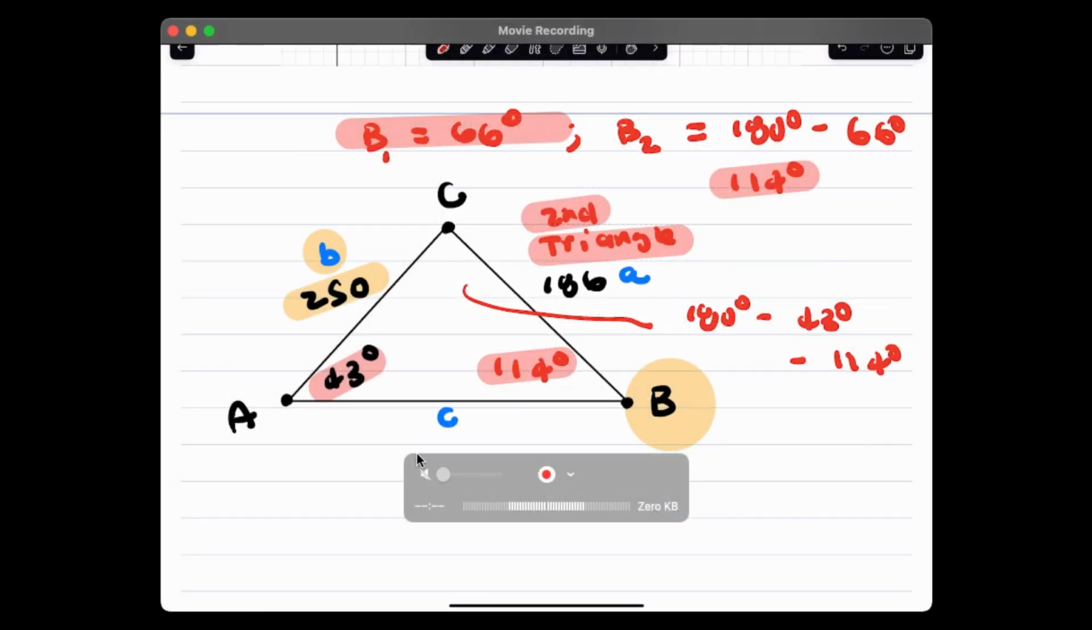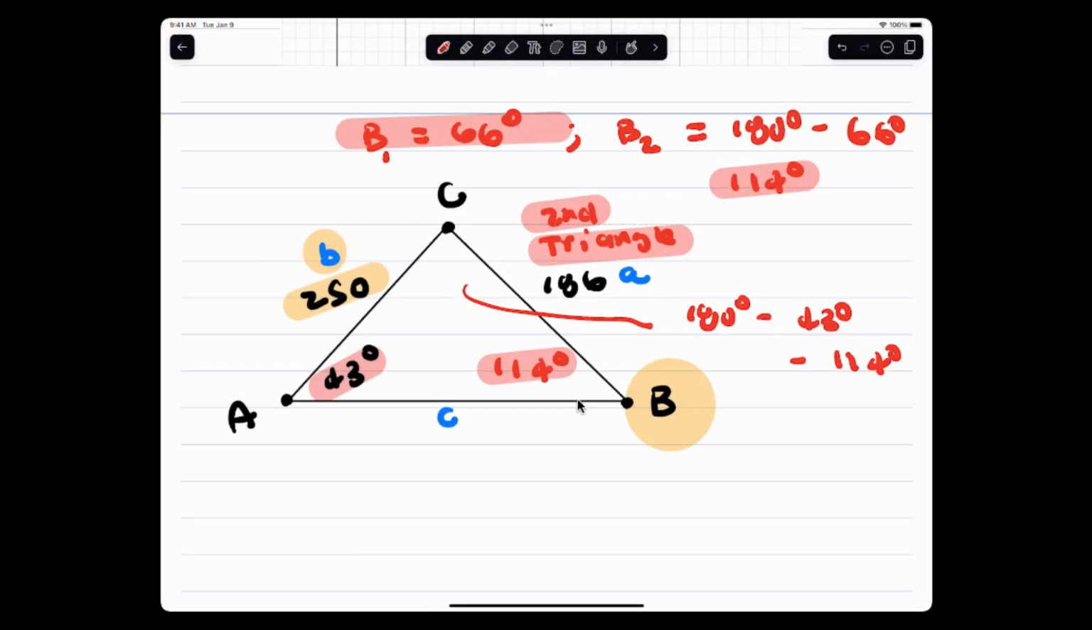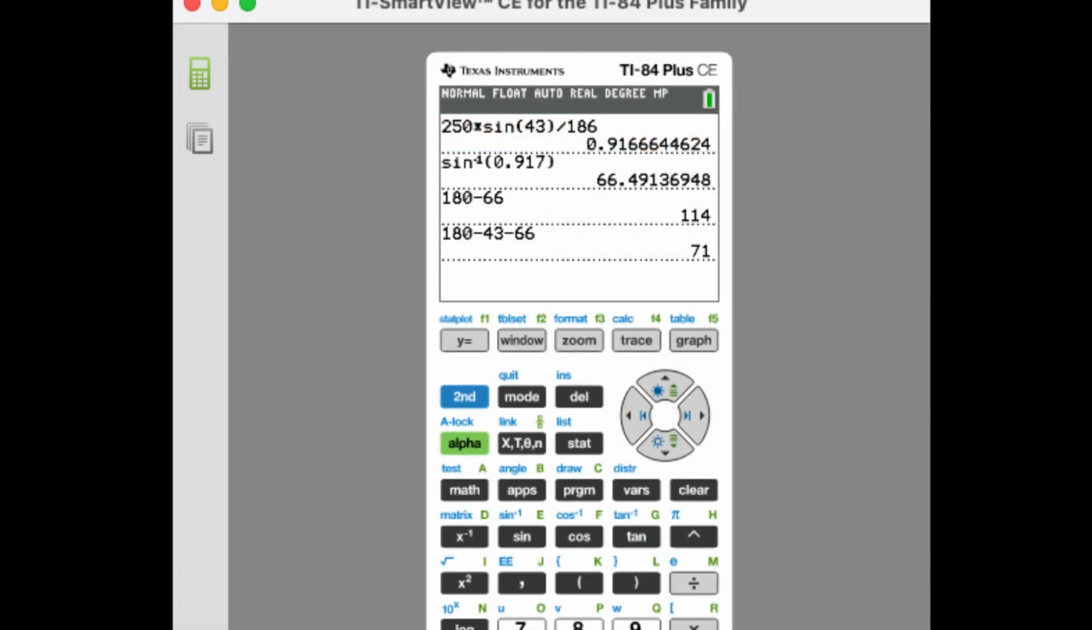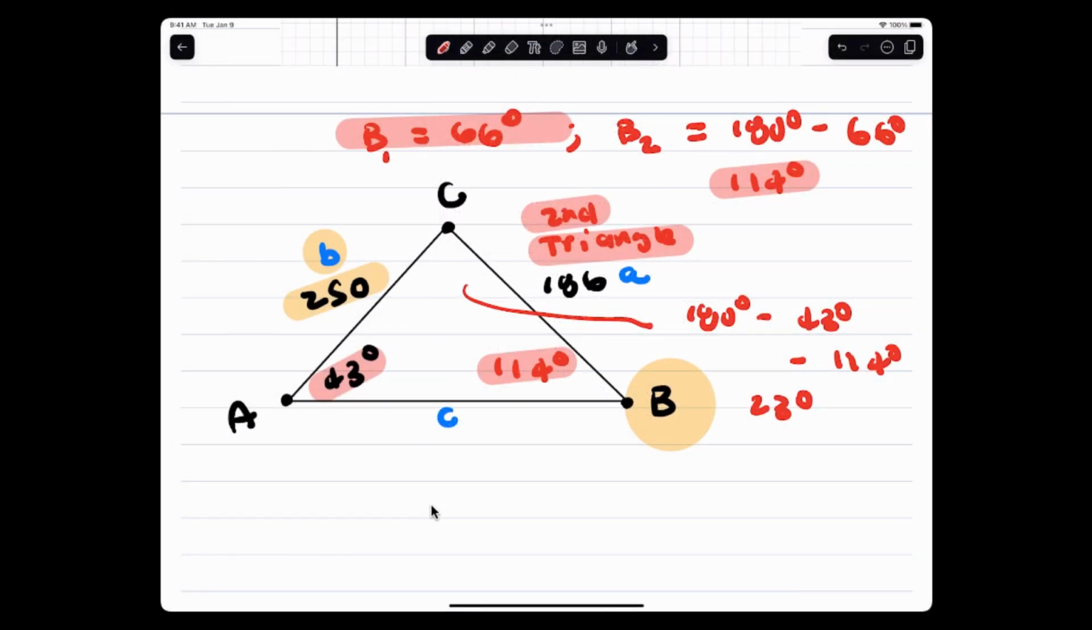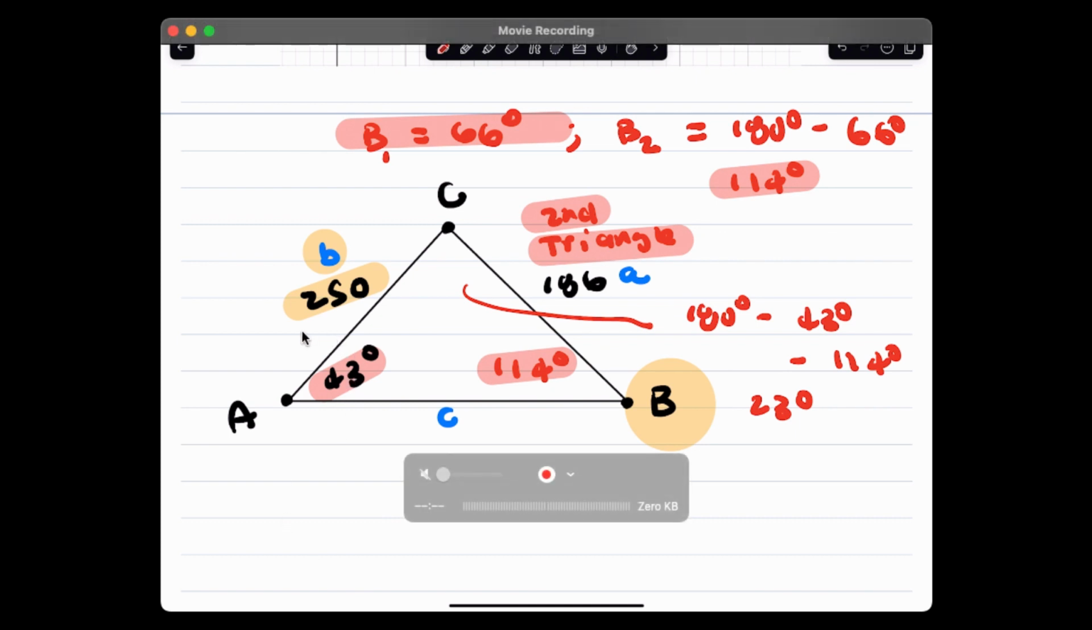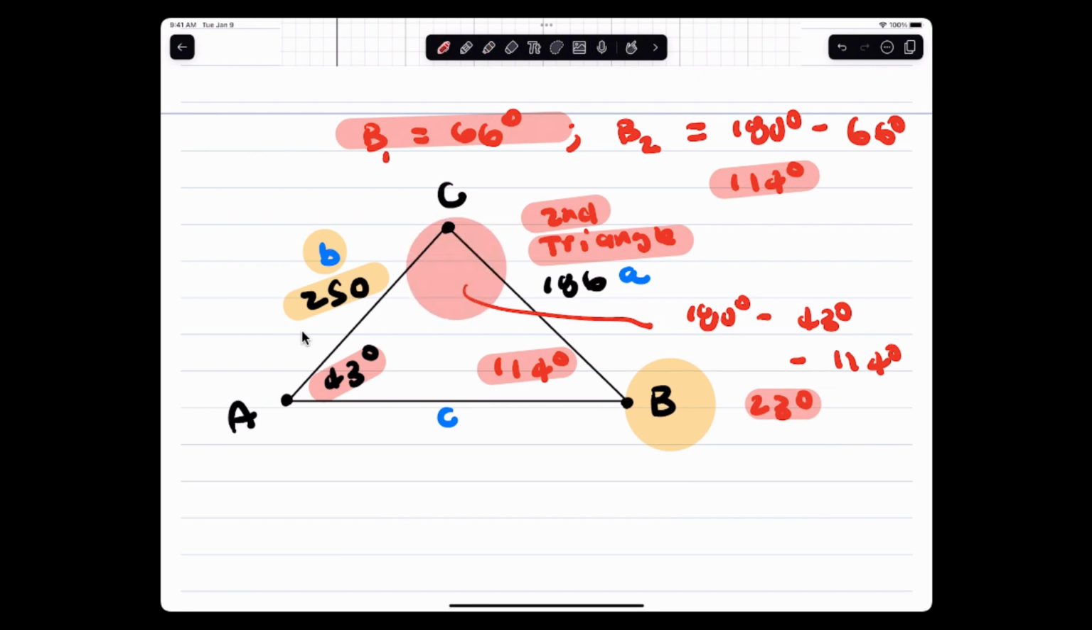So we're going to go to the TI calculator. Okay, we're going to take 180 minus 43 minus 114. What do we get here? This is 23 degrees, right? So this is going to be 23, which means we just found C, which is 23 degrees. Okay. And that makes sense.